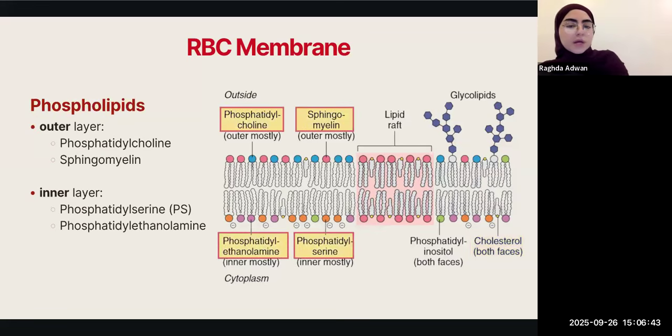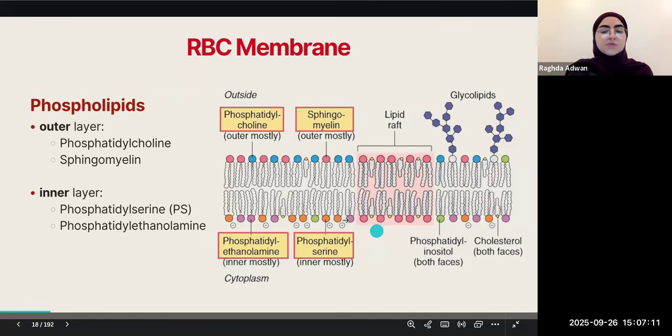That's the point. Now, when it comes to phospholipids, there are different types of phospholipids, and some of them mostly exist on the outer layer, and some of them mostly exist on the inner layer. So I know these names are a bit of a mouthful, but they are pretty important, especially one of them, which I'll get to in a minute. Now let's look at the outer layer. We have phosphatidylcholine and sphingomyelin. These exist on the outer membrane.